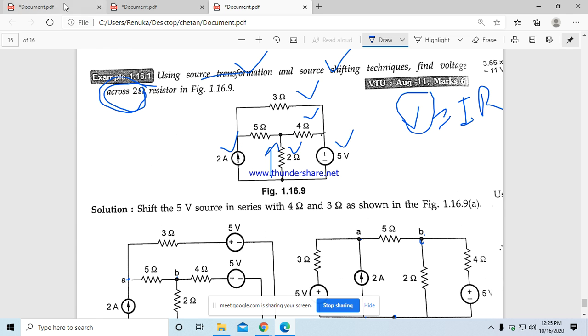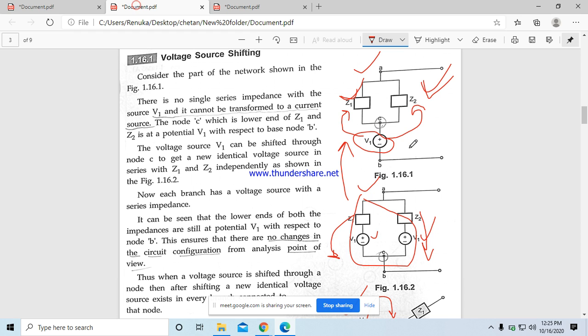This is similar to this one. Here you have V1. V1 is common to Z1 and Z2, so you can push this V1 below Z1 and Z2. Here you can see V1 drawn below Z1 and Z2, meaning independently you have drawn V1. If you draw like this, across the A and B terminals, whatever voltage you get in this setup, that same voltage will be there. There is no alteration of any voltage at all if you do this type of arrangement.